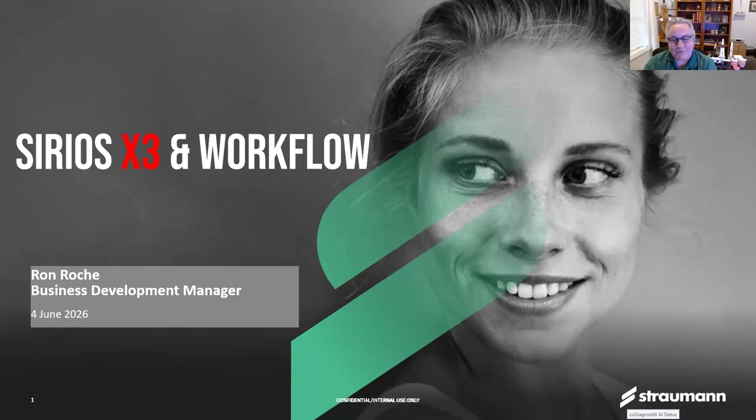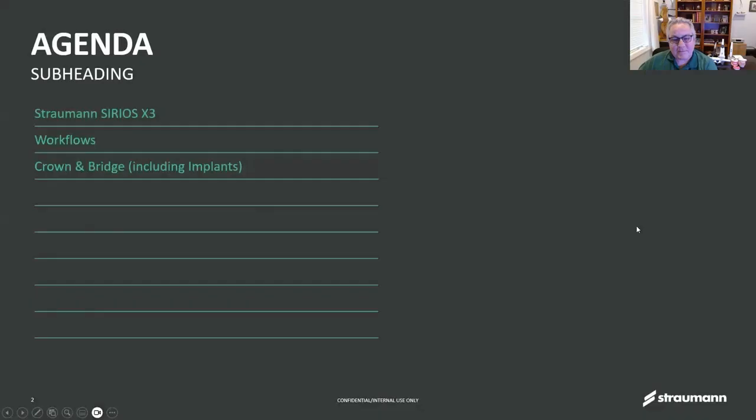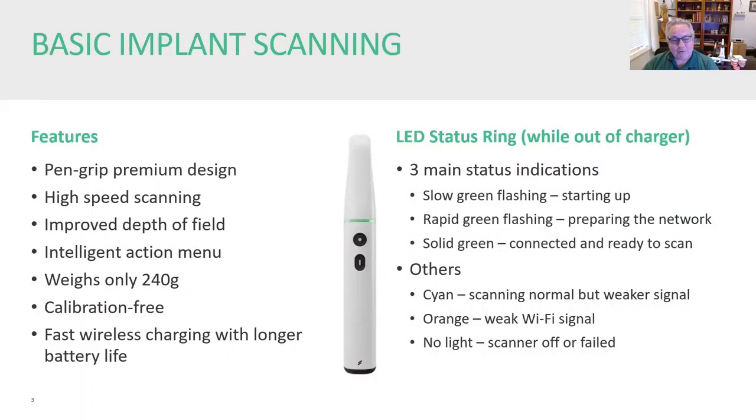Welcome, everybody. Thank you for joining me tonight. Our topic tonight, of course, is basic implant planning with the Straumann SIRIOS X3 scanner. We're going to run through the workflow for that basic implant planning, and then I'm going to pick up my scanner back behind me over my shoulder here and a couple of models and actually do an implant scan for you. So the scanner we're talking about tonight is the Straumann SIRIOS X3 scanner.